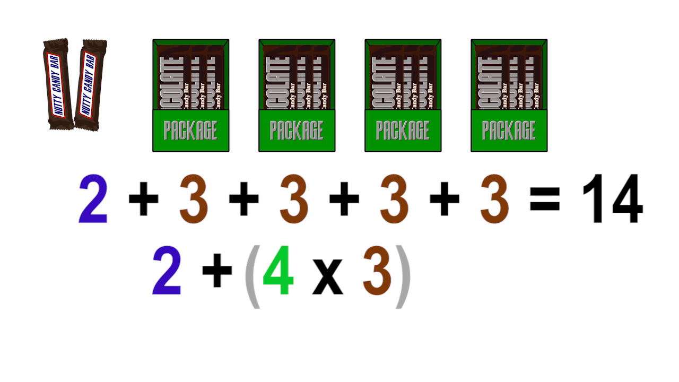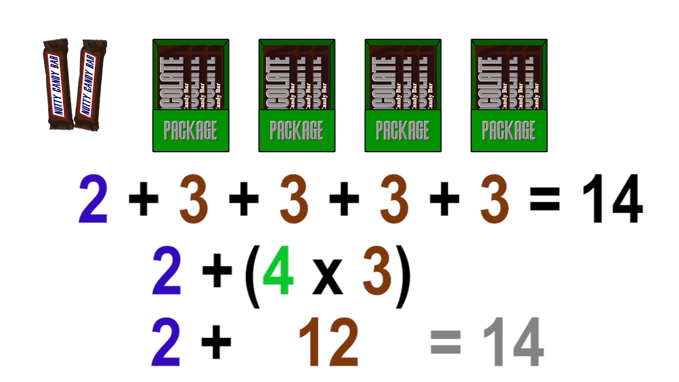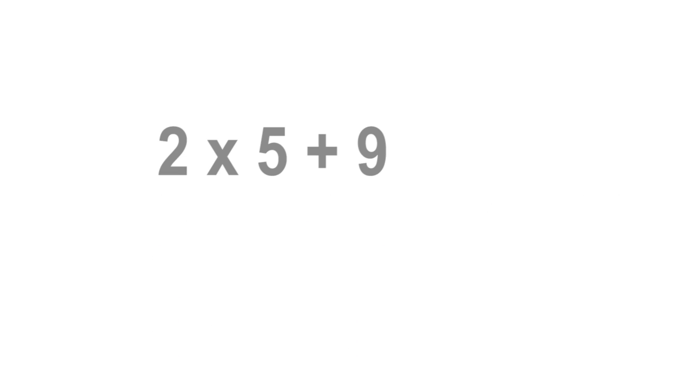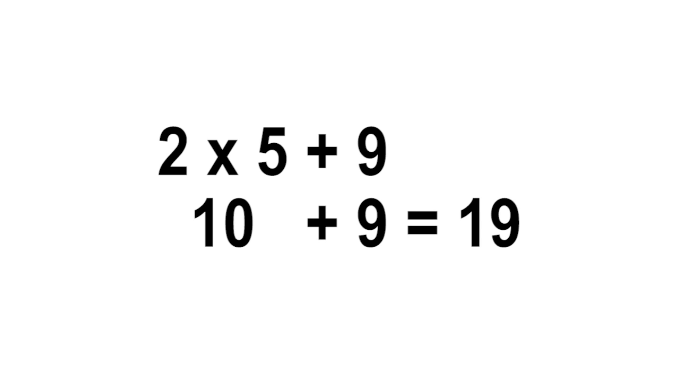To remind us to do this, we could put parentheses around the 4 times 3. When we put parentheses around an operation, it tells us to do that part first. So we multiply 4 times 3 to get 12, then add 2 plus 12 to get 14. We know that Amelia bought 14 candy bars, so the correct order gave us the correct answer. Let's look at the expression 2 times 5 plus 9. Since multiplication is repeated addition, multiplication is always completed before addition, even if the parentheses are not there. So 2 times 5 equals 10, then add the 9, which equals 19.